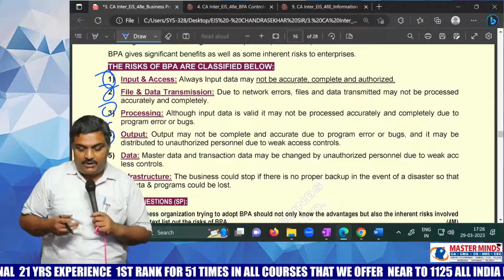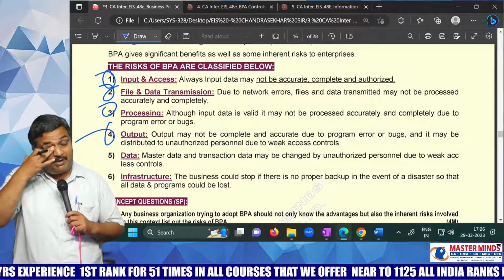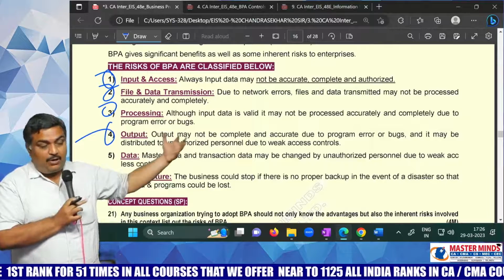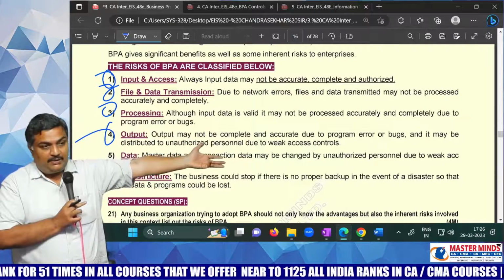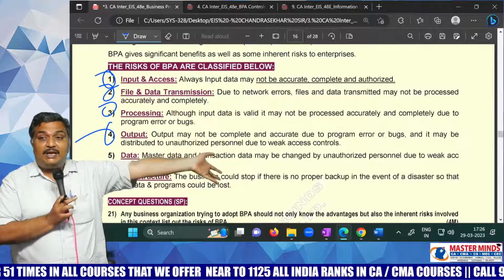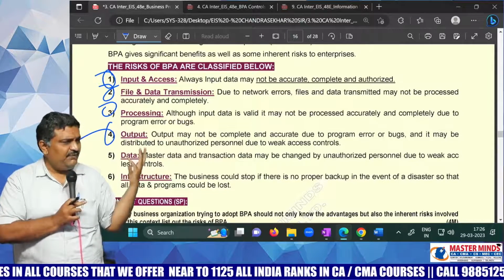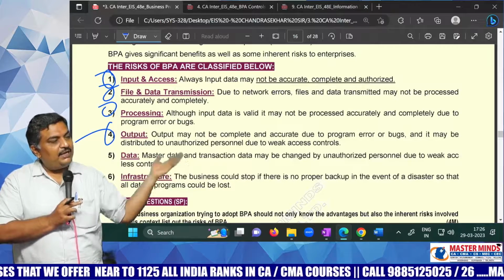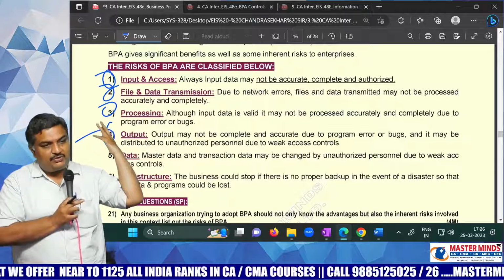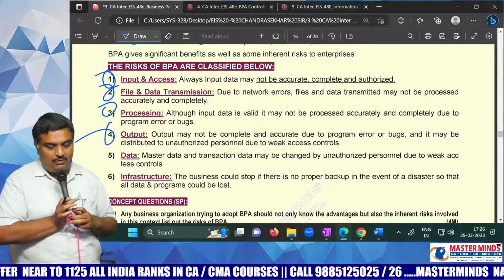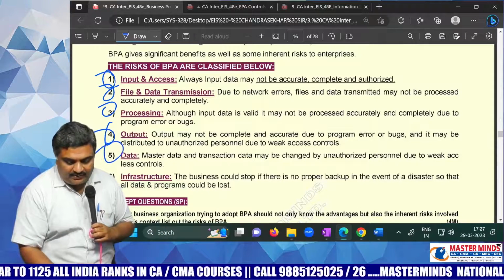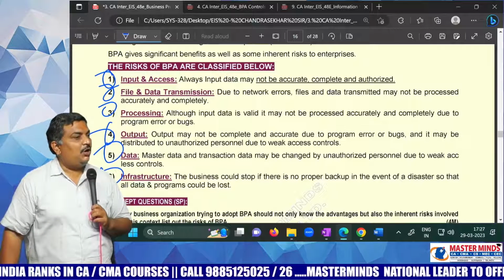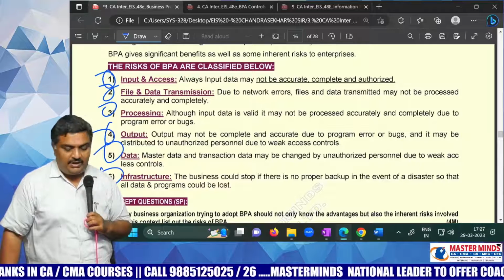Output risks. Output risks may be due to errors or bugs. That means the output may not be shown correctly on the screen or may not come correctly on the paper. And sometimes the output may be taken outside by the employees. A very important document, I gave one printout, and the employee has taken a Xerox of it and taken that copy outside. This kind of output risk will also be there. And data risks will be there, infrastructure risks will be there. Data risks means unauthorizedly changing the data. That is called data risk.